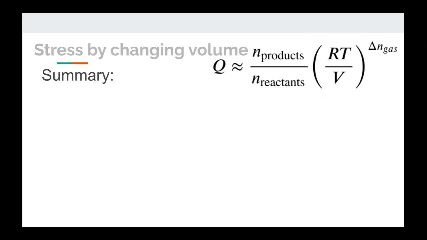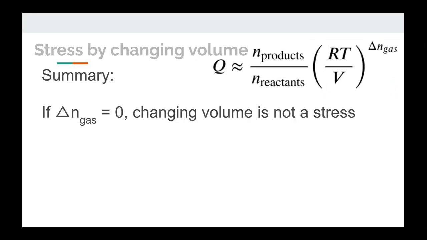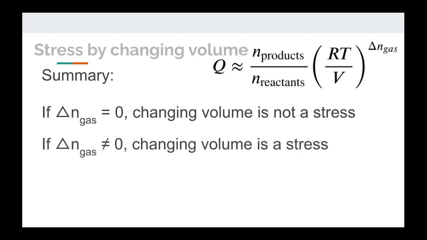Q is proportional to the number of moles of products divided by the number of moles of reactants, roughly, times RT over V raised to the change in the number of moles of gas from left to right. Because R and T and the number of moles of reactants and products are constant, the only thing this is going to depend on is changes of volume. So if the number of moles of gas on the left-hand side of the equation and the right-hand side of the equation are the same number, changing volume is not really a stress, and there's going to be no shift in the reaction. But if the change in moles of gas is not equal to 0, changing the volume is going to be a stress.